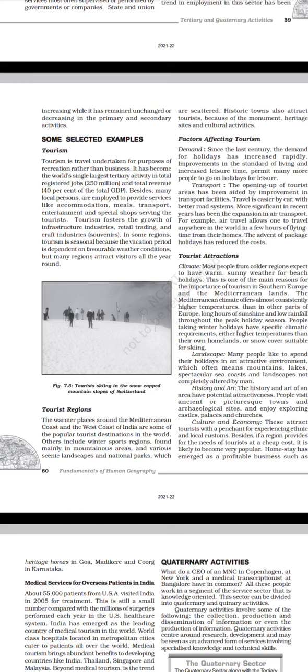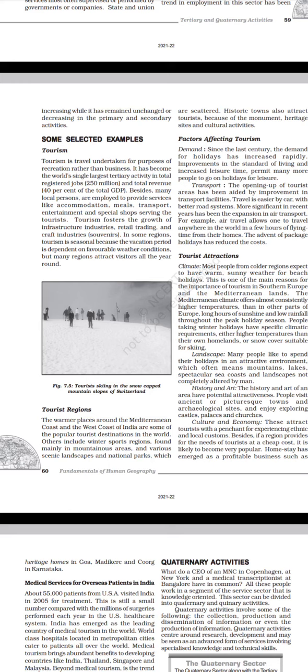For example, air travel allows one to travel anywhere in the world in a few hours of flying time from their homes. The advent of package holidays has reduced the costs. Tourist attractions, climate. Most people from colder regions expect to have warm, sunny weather for beach holidays. This is one of the main reasons for the importance of tourism in southern Europe and the Mediterranean lands.